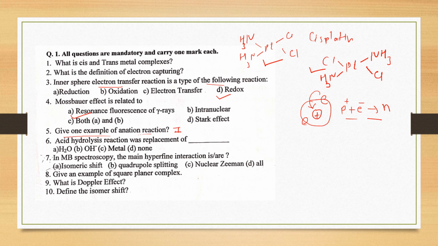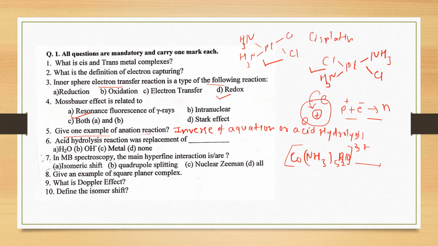It is the inverse of anation, or acid hydrolysis. In the case of acid hydrolysis, there is a formation of an aqua complex. So let's start from the aqua complex because it is the inverse of acid hydrolysis, or anation. So [Co(NH3)5Cl]... this is H2O. Okay, so this is 3 plus.